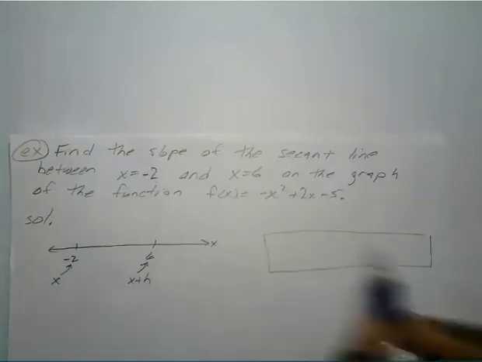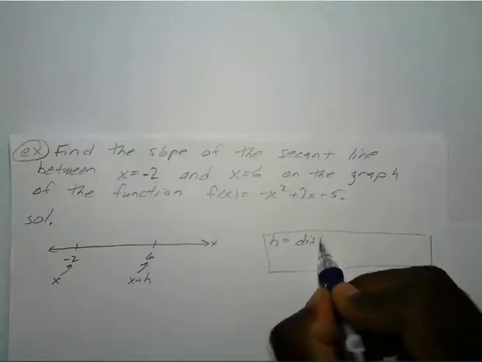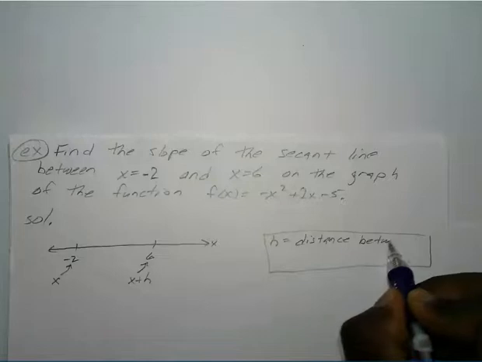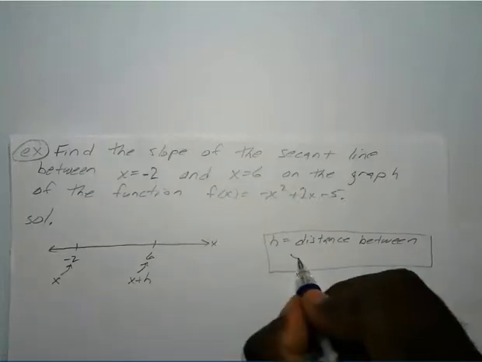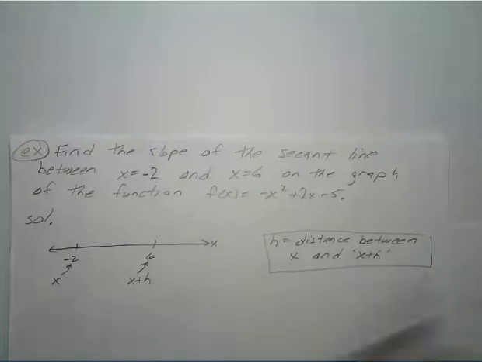This tells us that our h is equal to the distance between x and x plus h, or our two x values. Okay, so what do we do now? We find our f of x and f of x plus h.